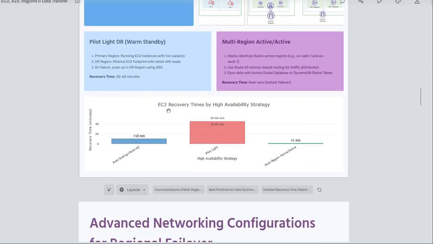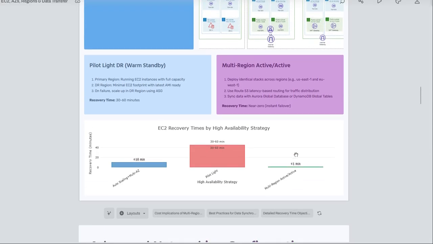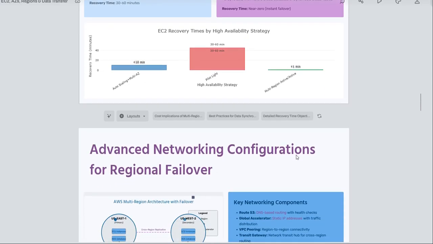So here is a graph, EC2 recovery times by high availability strategy. Auto Scaling plus multi availability zones is less than 10 minutes, right? And then the pilot light DR method, that's a warm standby, is up to 60 minutes. And then a multi-region active-active setup, you can get it in less than 1 minute. But think about these services, they're going to cost you more money.